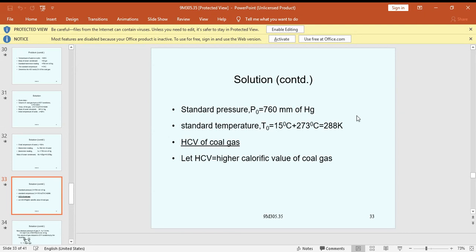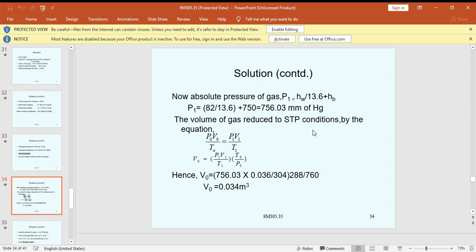The standard pressure is 760 mm of Hg and the standard temperature is 15 degrees centigrade, 15 plus 273 is 288 Kelvin. Then we find the HCV of the coal gas, the higher calorific value of the gas. Now the absolute gas pressure P1 equal to HW by 13.6 plus HB. P1 equal to 82 by 13.6 plus 750, equal to 756.03 mm of Hg. Is it clear?